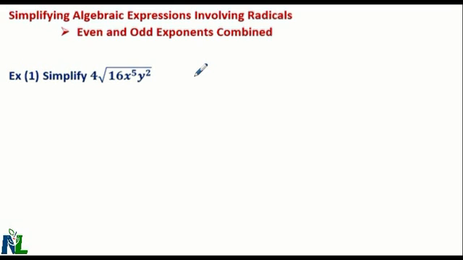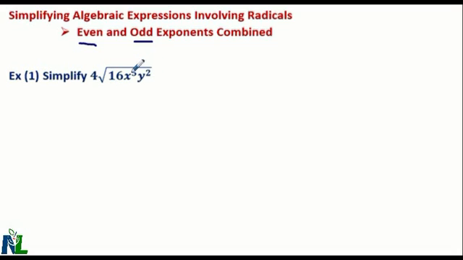In this video, I want to show how to simplify an algebraic expression involving radicals, but note that I've mentioned even and odd exponents combined. So in this example, you'll notice that the variables have one odd, one is even, and there is a number inside the square root as well.